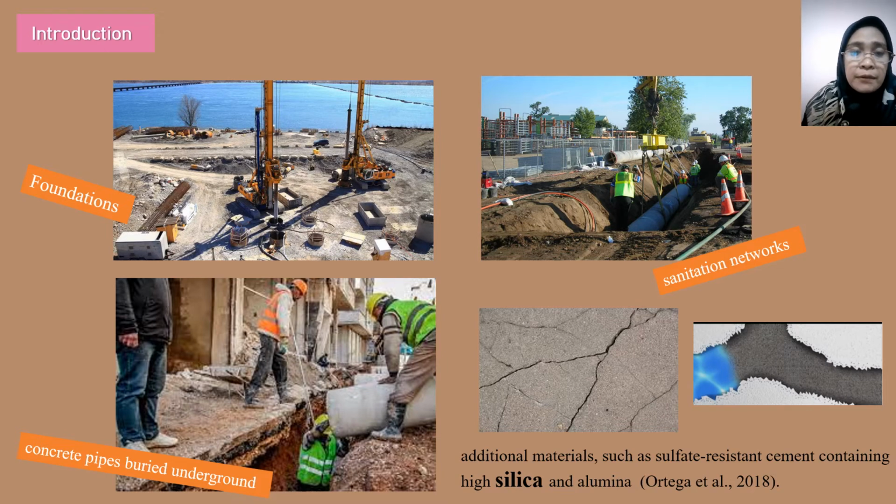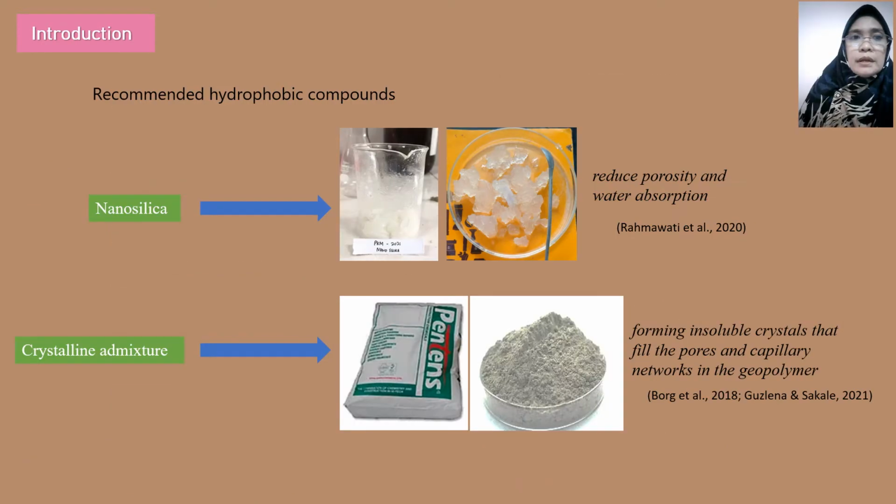To increase the resistance to aggressive environmental impact on geopolymer, the matrix must be dense, and additional materials such as sulfate-resistant cement containing high silica and alumina are recommended. Hydrophobic compounds, products based on silanes and silicones are also recommended as additives.